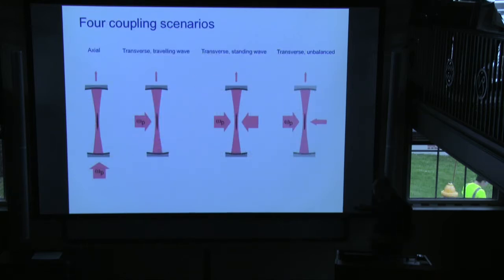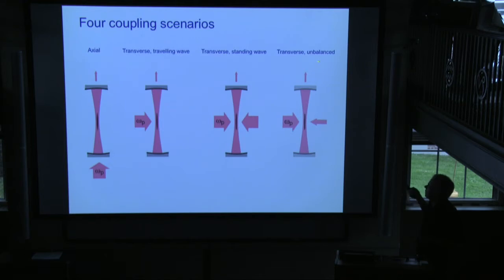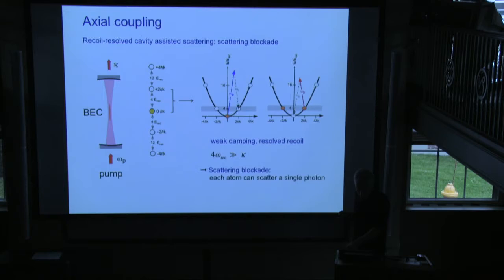So these are the four coupling scenarios I will discuss: axial coupling, transverse traveling wave, transverse standing wave, and transverse unbalanced. Now let's go to axial coupling. This is kind of the most elementary way of thinking about a cavity. Everybody has seen something like that at some point. We couple the cavity through a laser, through one of the mirrors, and well, our cavity is recoil selective. The recoil frequency is 3 point something kilohertz, and that well compares with the cavity bandwidth of 4.5 kilohertz.